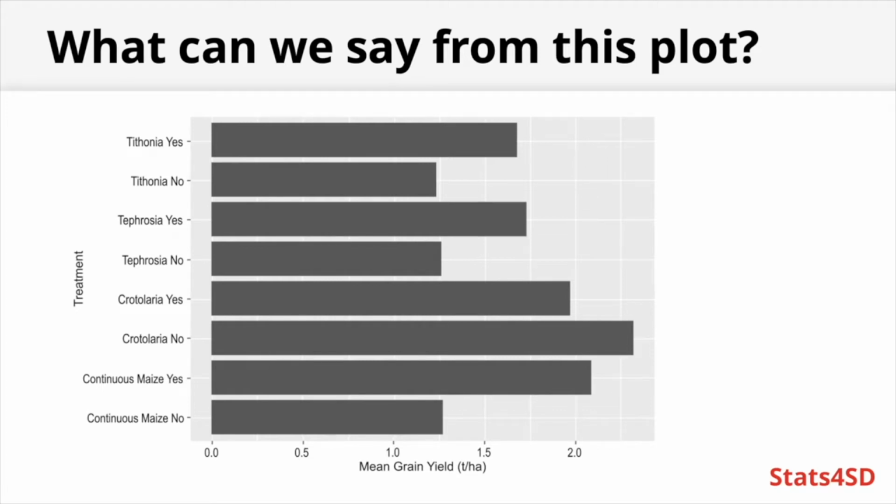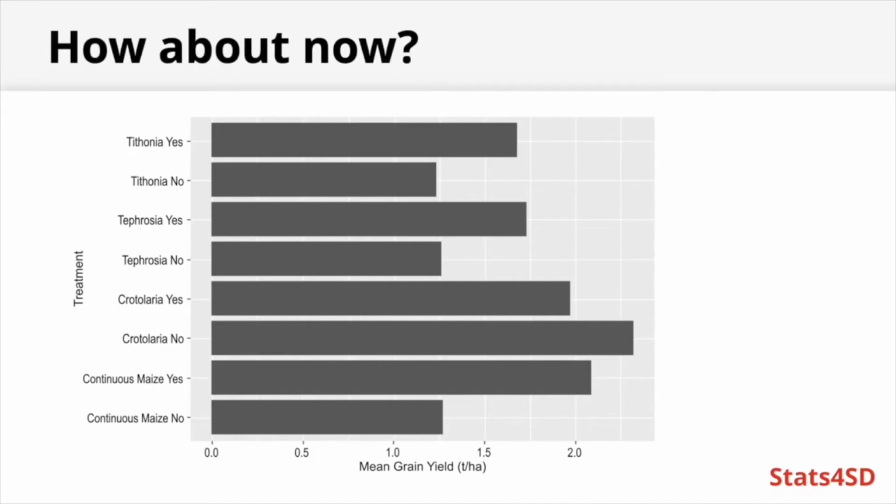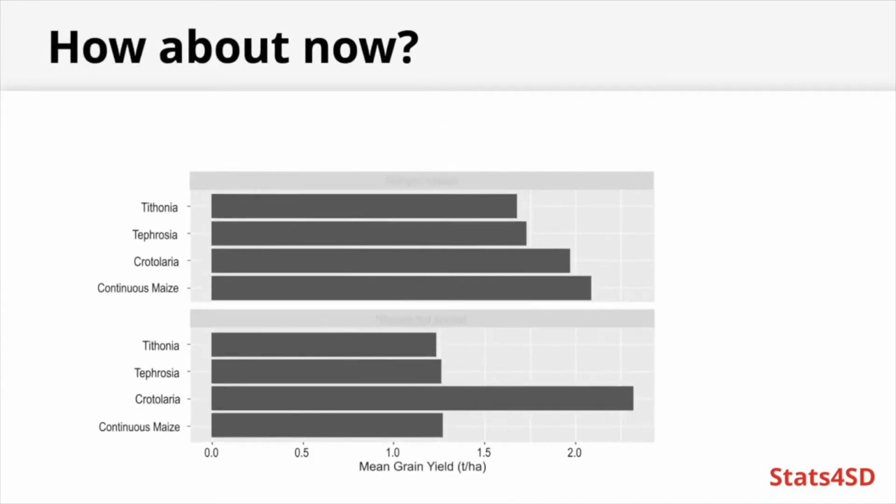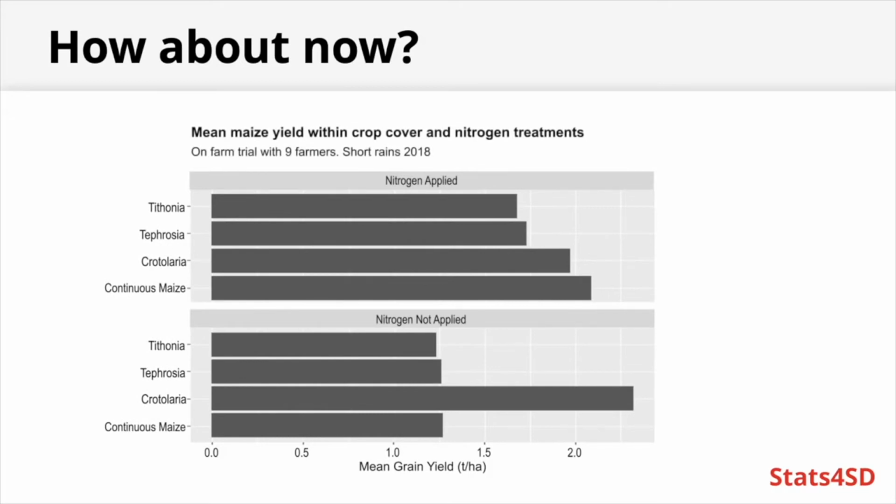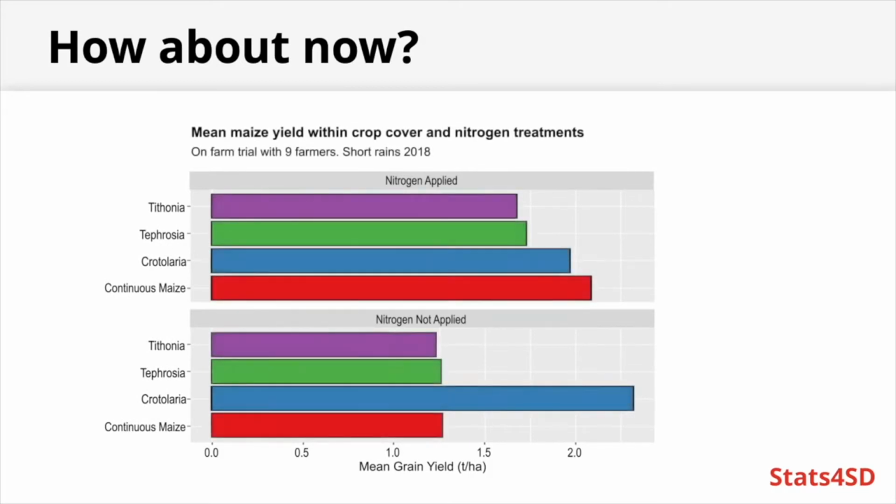So even just taking the same 8 mean values, we can put it together in a slightly different way. Grouping together the nitrogen applied and grouping together the nitrogen not applied, using different colors for our different 4 treatments. Previously, in the last bar chart, we were really struggling to pick out any big trends. We could maybe find the minimum and the maximum average yields, but we weren't clearly seeing any patterns.